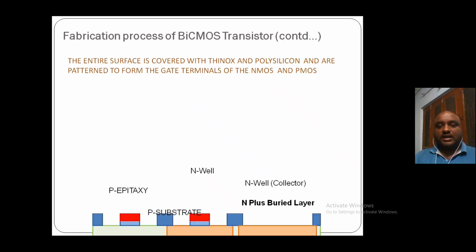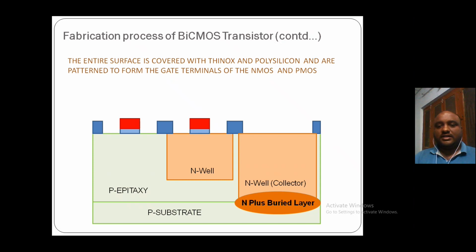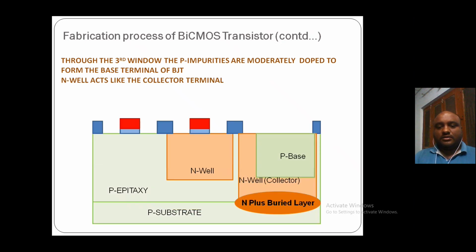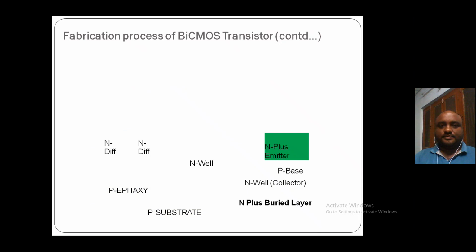Then the entire surface is covered with a thin oxide, that is thin ox, and polysilicon, and they are patterned. Patterned means again the photolithography process is used for the purpose of forming the gate terminals for both NMOS and PMOS devices. Then through the third window, we will dope with p-type impurities, where the N well acts as the collector terminal, to form the base terminal of the BJT.